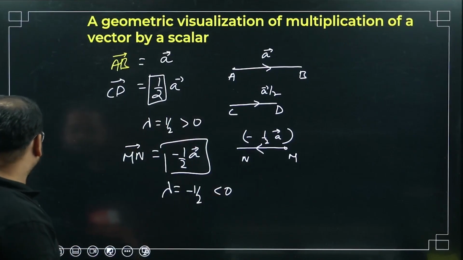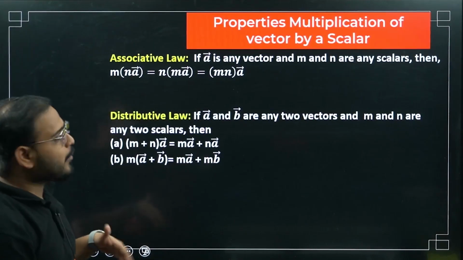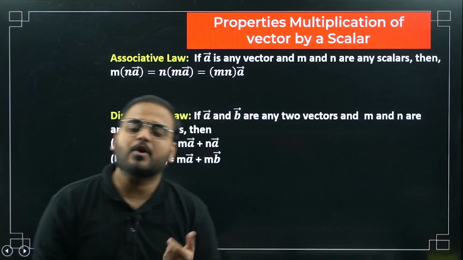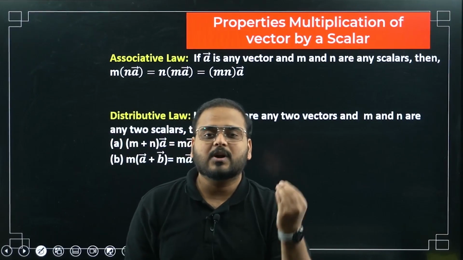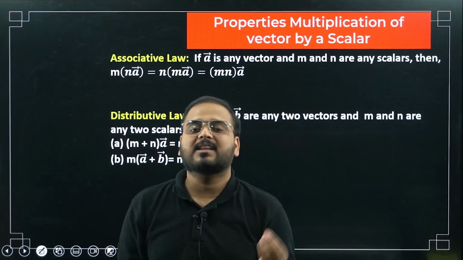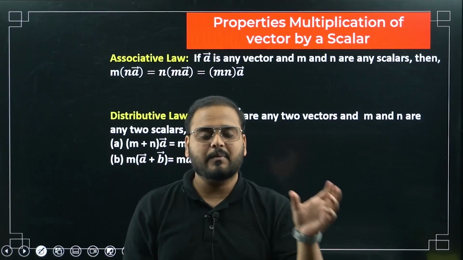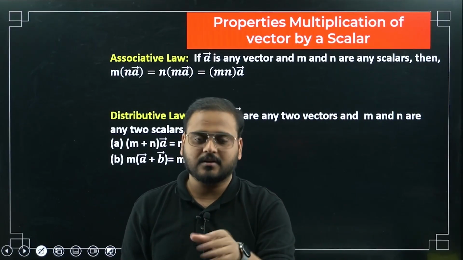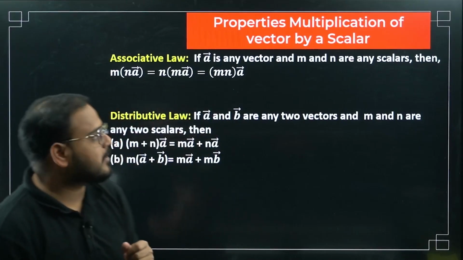Okay, now moving on. I hope you understood the previous case. Now we are moving on to properties. What are the properties that apply to a scalar multiplied with a vector? Whenever we multiply a scalar number, a real number, to a vector, what properties are involved, and what properties are valid for that?